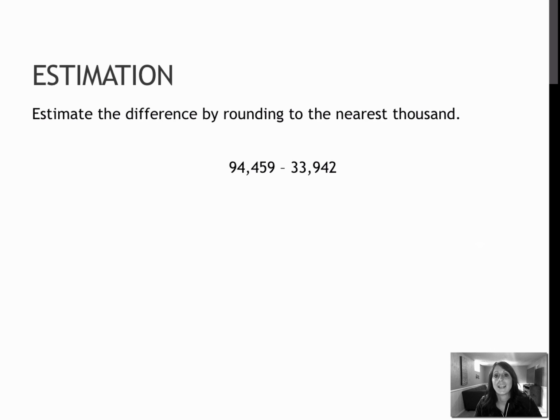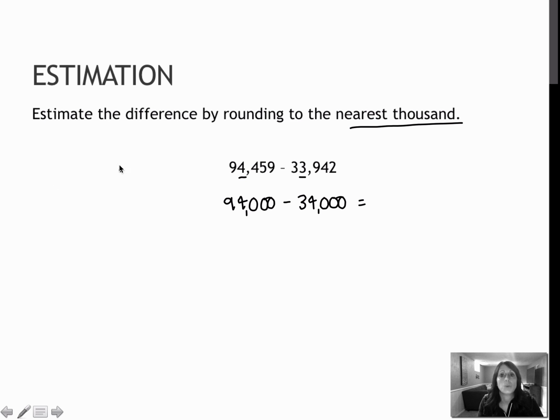We can do the same thing finding the difference. In this case, notice we're asked to round to the nearest 1,000, so I'm going to round each of these values to the nearest 1,000. 94,459 rounds to 94,000. And 33,942 rounds to 34,000. So I'm going to take these two values and subtract them. Again, feel free to write it out off to the side and line up the place values, or you can do mental math. 94 minus 34 is 60, and of course 60,000. So this is approximately equal to 60,000.